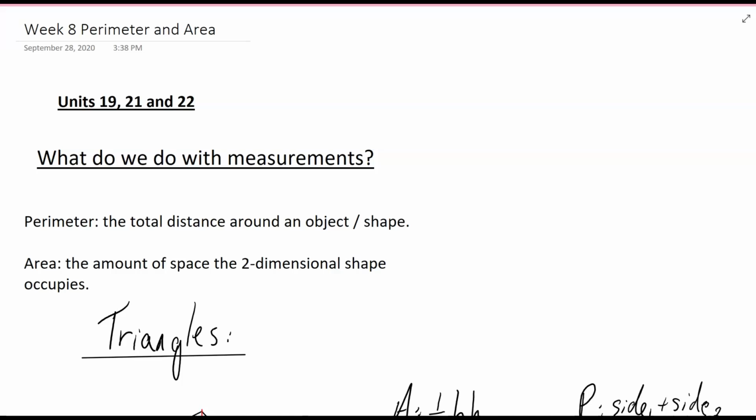What do we do with these measurements? Well, we use them to find perimeters, areas, and in some cases, if we go 3-dimensional, volumes and surface areas. And so let's just focus right now on the 2-dimensional aspects, which are perimeter and area. Perimeter is the total distance around an object or a shape, and so the sum of all of its side lengths. The area is the amount of space the 2-dimensional space occupies.